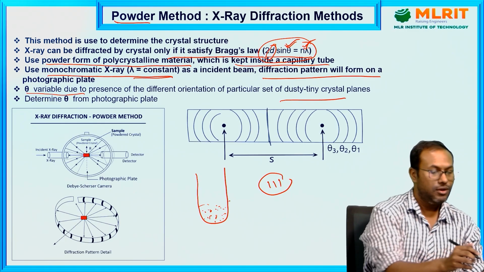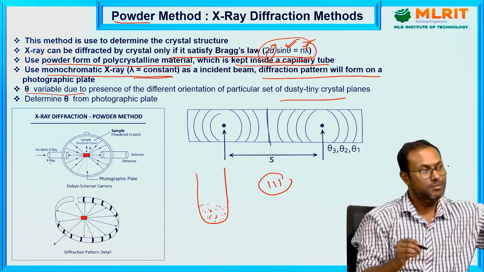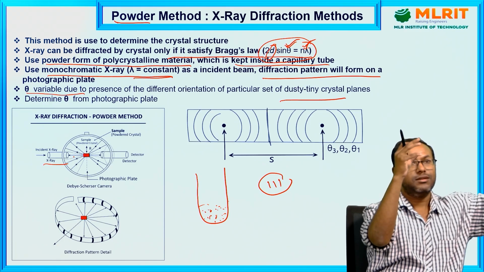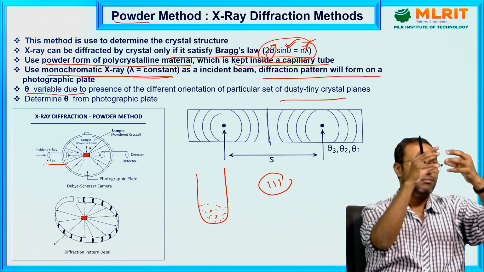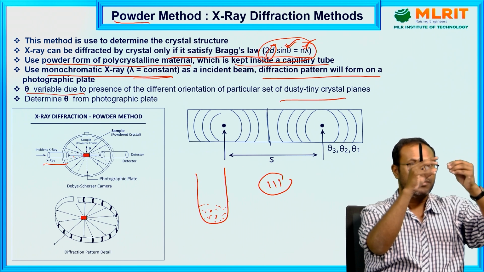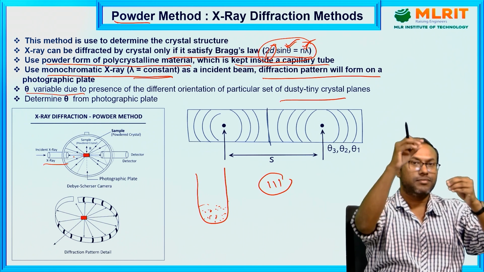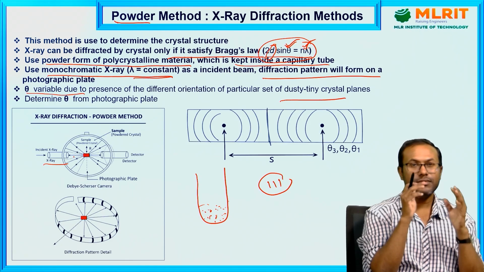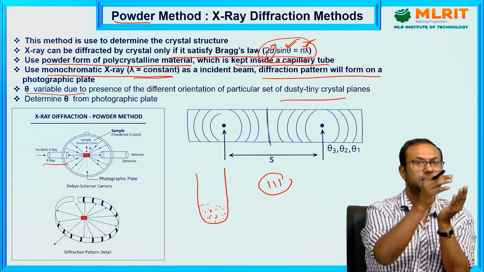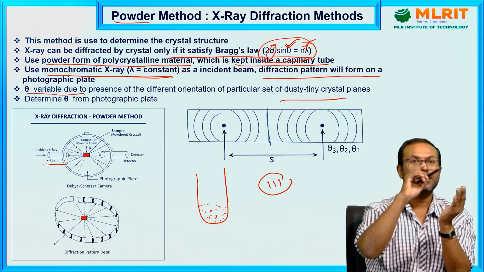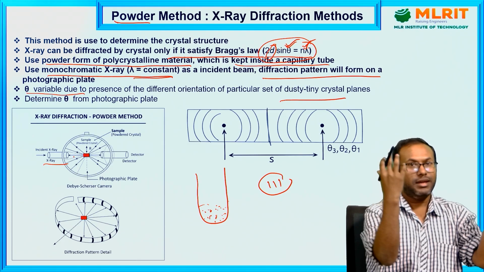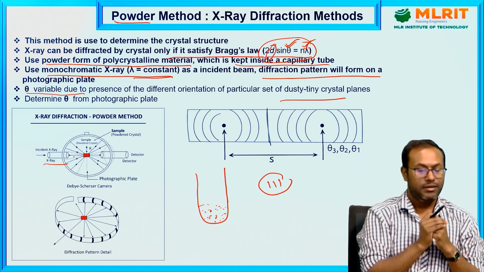Now the incident X-ray is coming. Suppose an incident X-ray beam comes from one direction and falls on the crystal powder. From there the light will be diffracted from the crystal planes. Since the crystal planes have different orientations, due to the different orientations in different positions, the diffraction patterns will be created over the photographic plate.